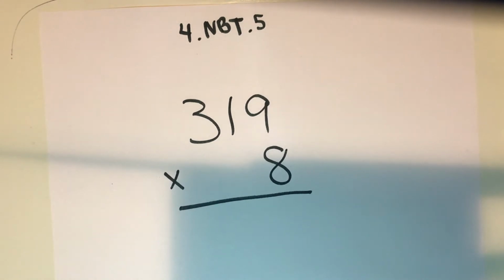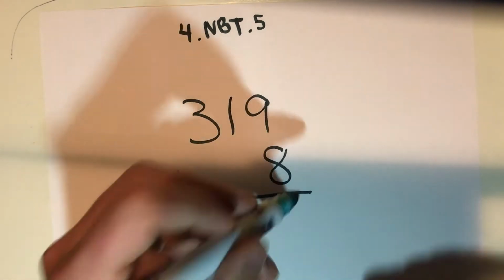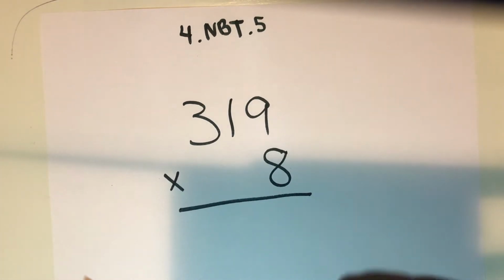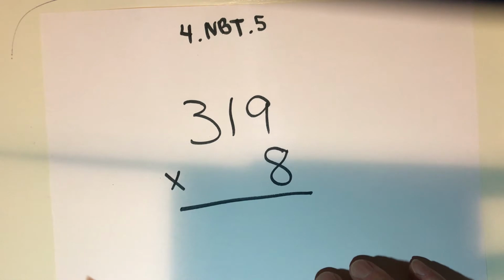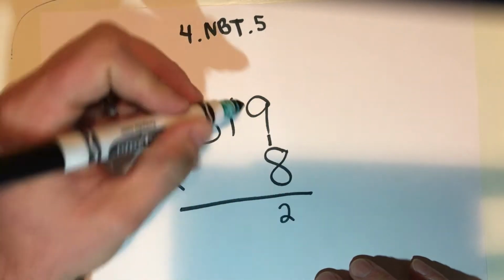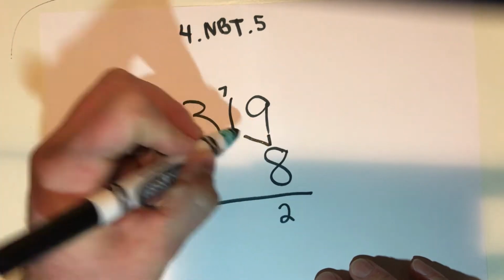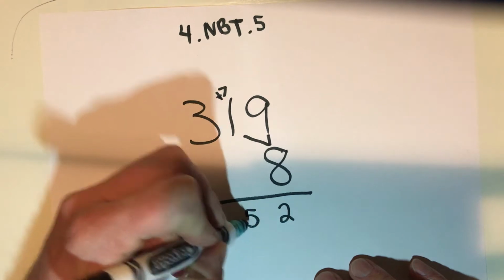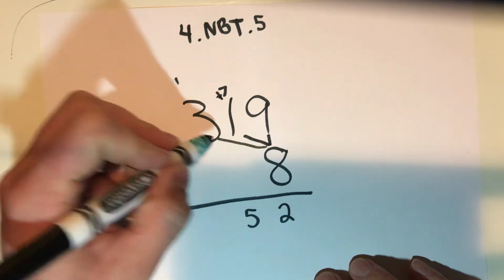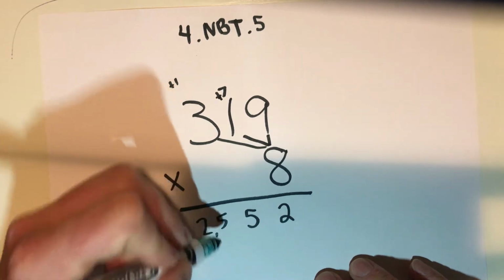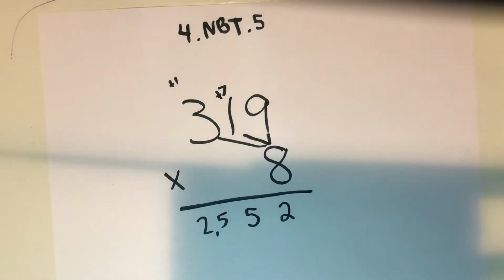If you're like me and you remember back when you were in 4th grade, for me that was about 26 years ago, what I remember being taught is you take 8 times 9, which is 72, and you put your 7 up here, and you take your 8 times 1 and you add 7, so you get 15, and you put your 1 up here, and you get 8 times 3 and you add your 1, that's 25, and you'd get the answer 2,552. You're showing a series of steps. It's very procedural.